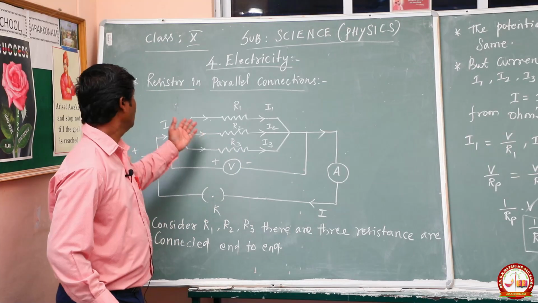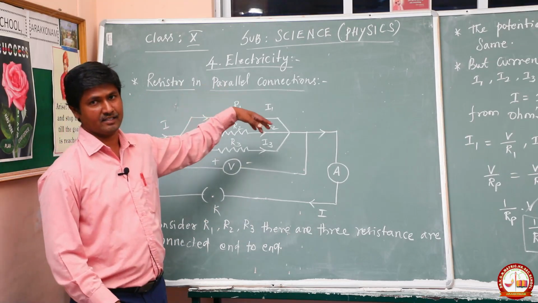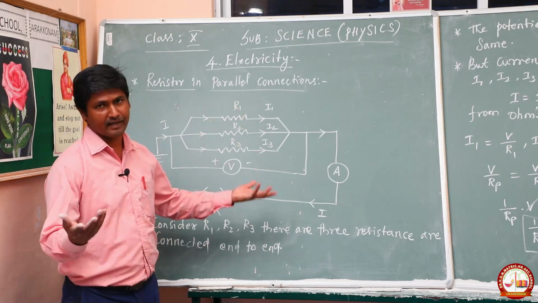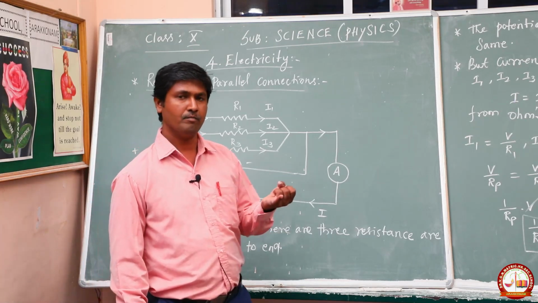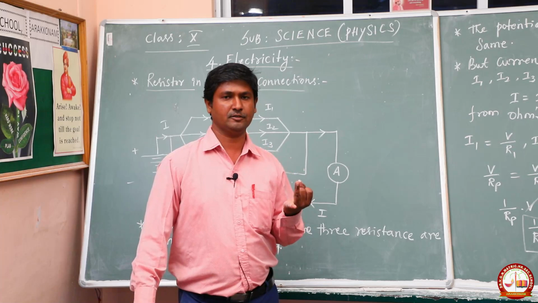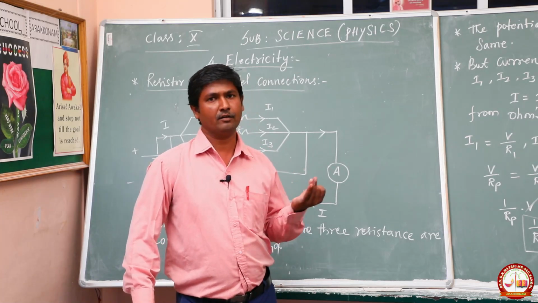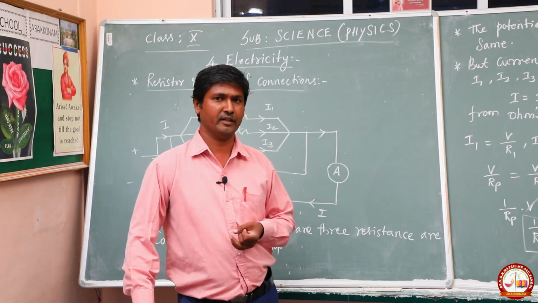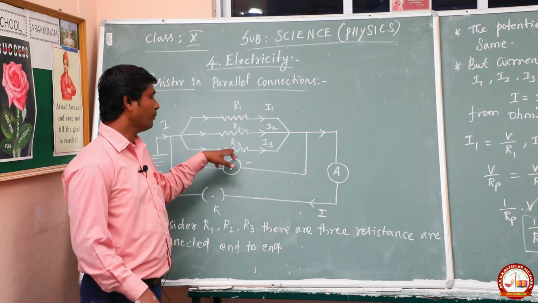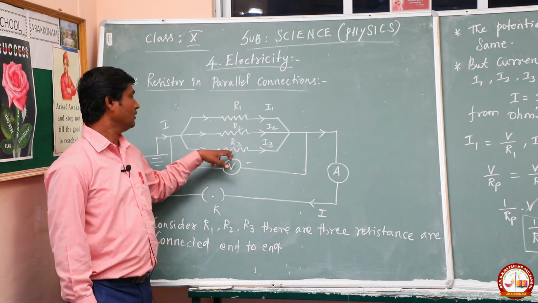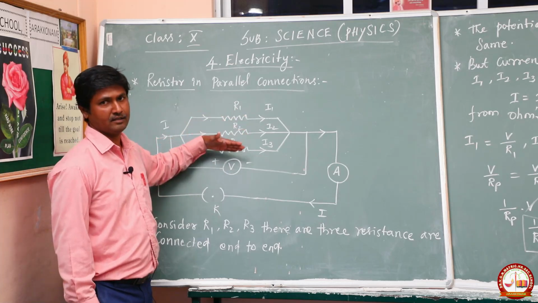So next, resistors in parallel connections. What is a parallel connection? Where is the parallel connection used? Homes and hospitals are connected in parallel connections. Very important connections, the use of parallel connections. This is the parallel connection symbol. This is a parallel connection.